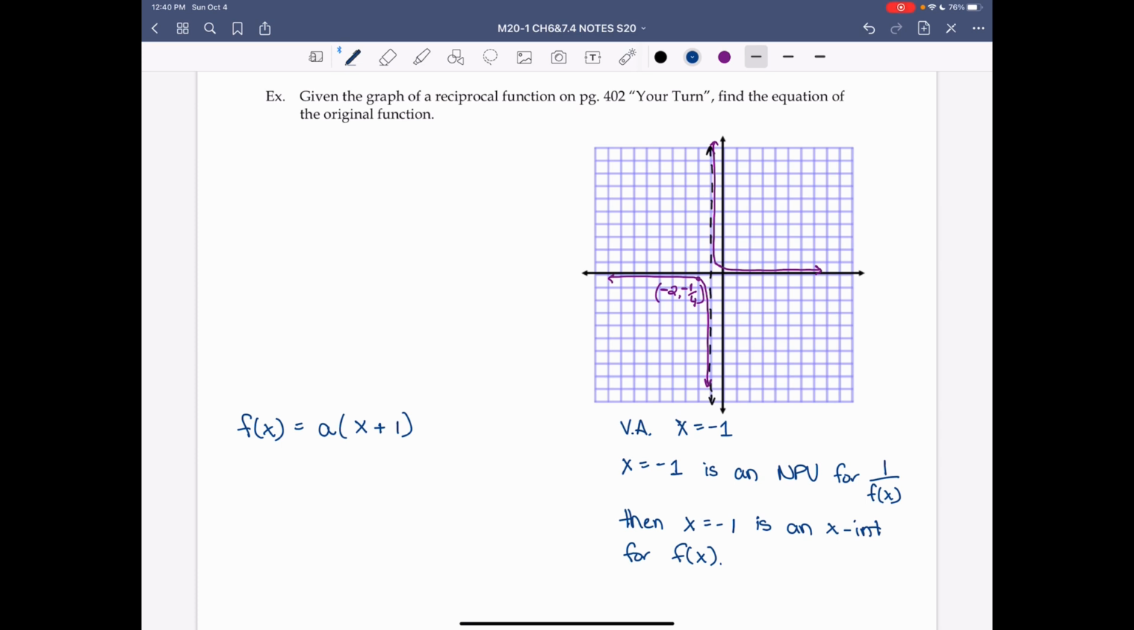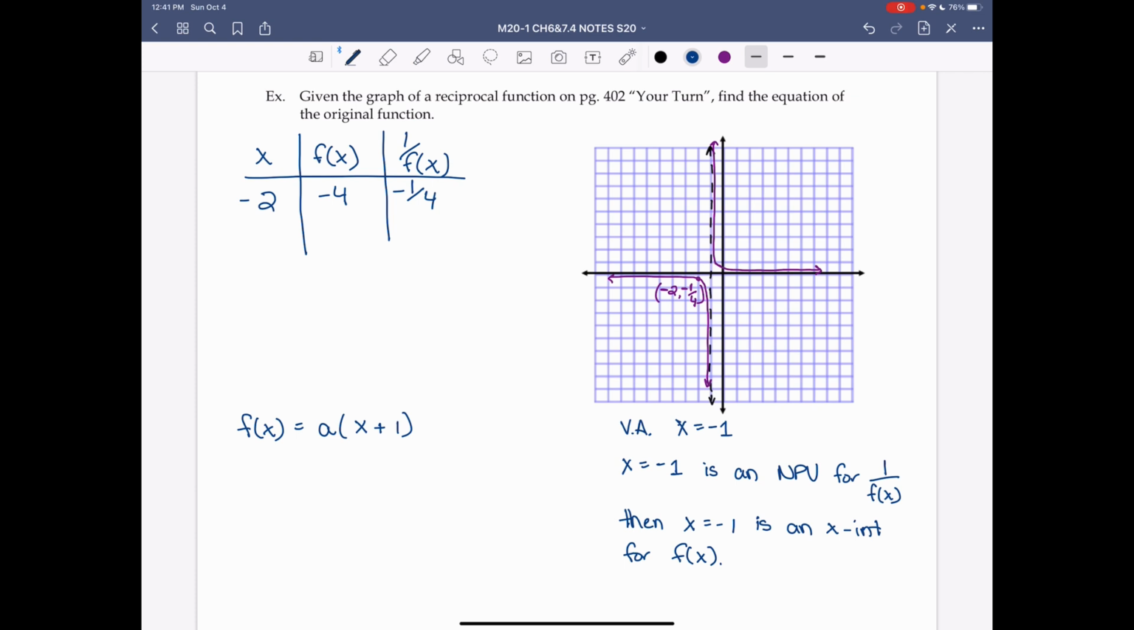So how do we solve for the a value? Well, we've been given a point here that's on the reciprocal function. And if we have a point that's on the reciprocal function, we can figure out what that point would be on the regular function. We have x, f of x, and 1 over f of x. X is -2, and 1 over f of x is -1 over 4. The reciprocal of -1 over 4 is -4.